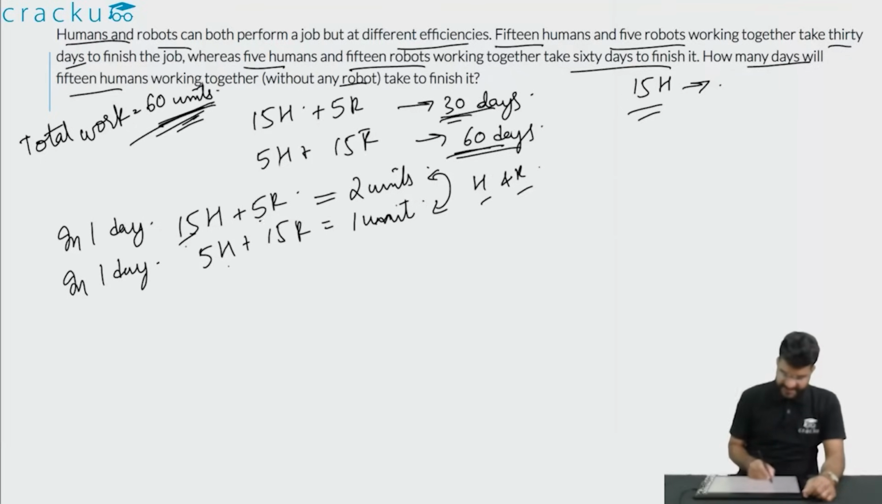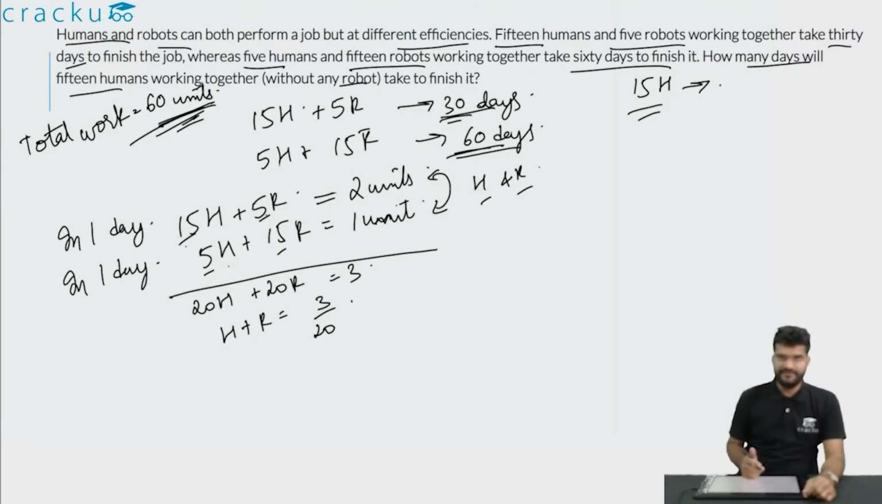Whenever you see that the coefficients are symmetrical, that is, 15H and 5R and 5H and 15R, the first thing you should do is add both of them up. So if you add both these equations, you will get 20H plus 20R is equal to 3. Now you can easily simplify this: H plus R is equal to 3 by 20. Now using this, you can easily calculate the value of H and R.